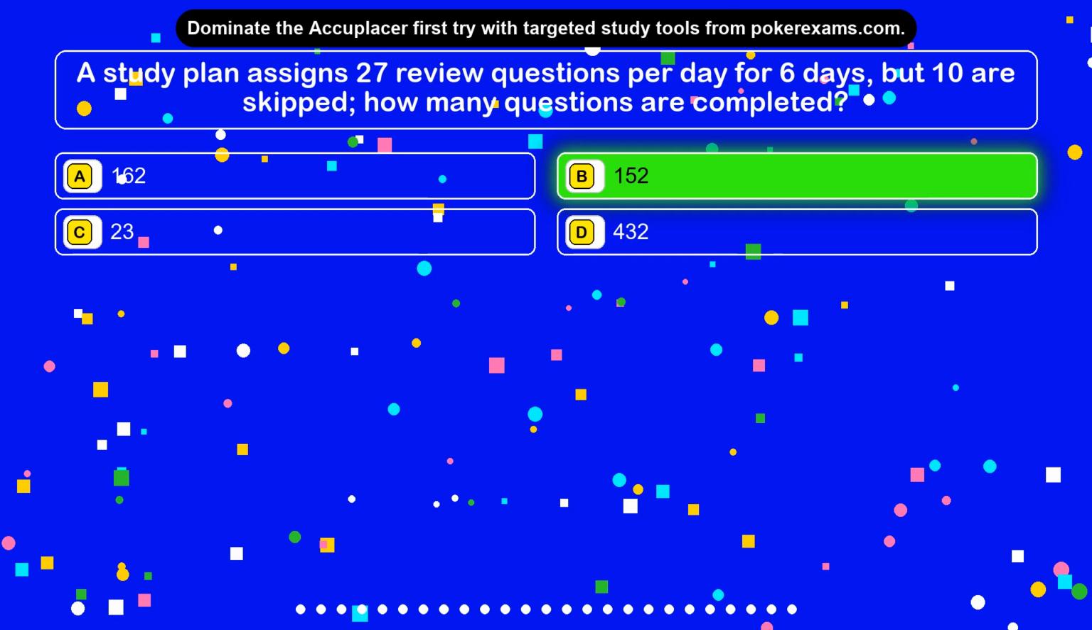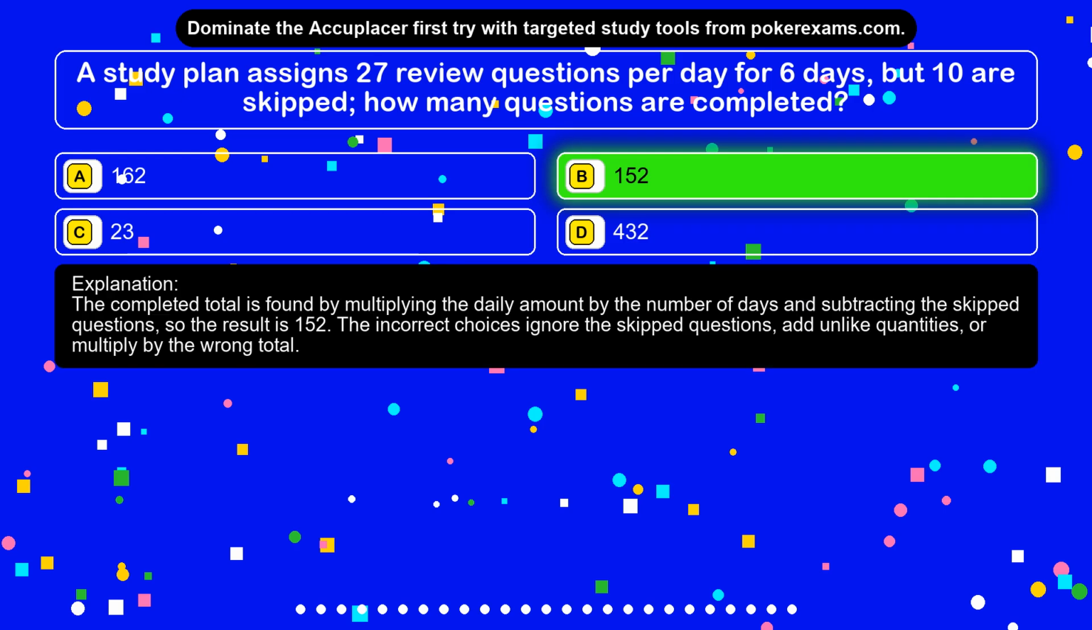The correct answer is option B, 152. The completed total is found by multiplying the daily amount by the number of days and subtracting the skipped questions, so the result is 152. The incorrect choices ignore the skipped questions, add unlike quantities, or multiply by the wrong total.